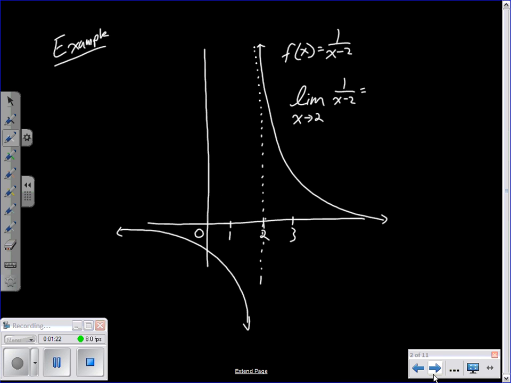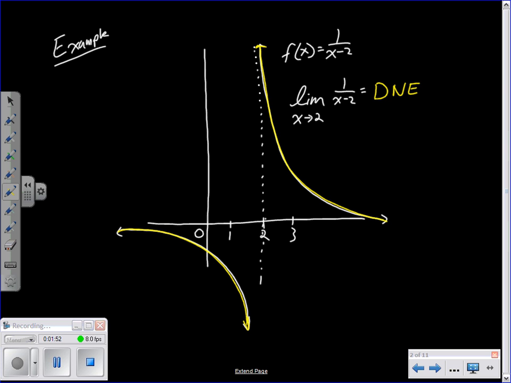So let's take a look at a function like f of x equals 1 over x minus 2, and say I want to find the limit as x approaches 2. So if I were to look at this graph, I can clearly see that as I approach the x value 2, from this side, my y values are headed up to infinity, and then from the left-hand side, my values are going down toward negative infinity. Since they're not converging to the same point, then this limit is not going to exist.